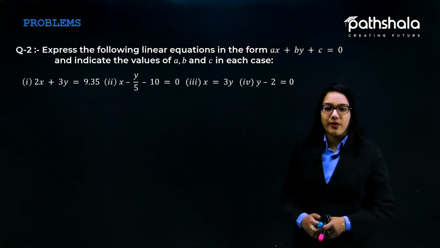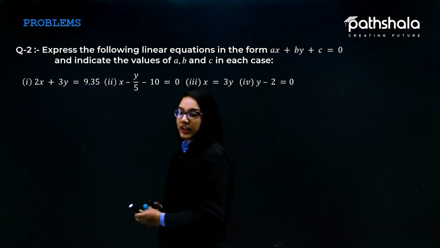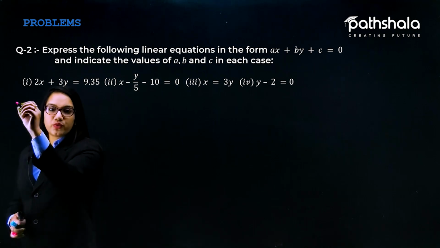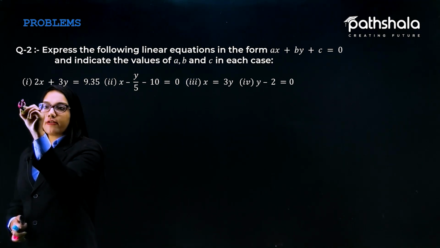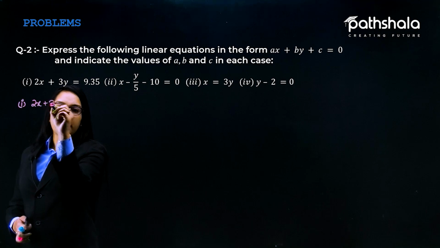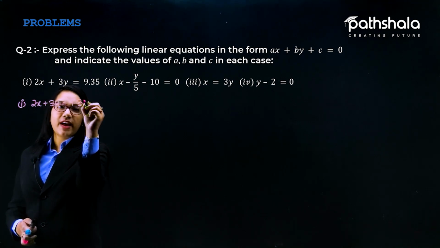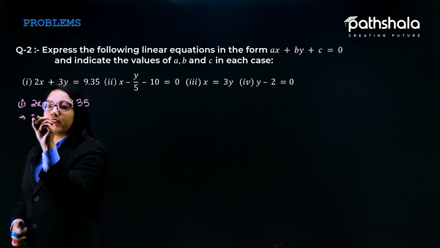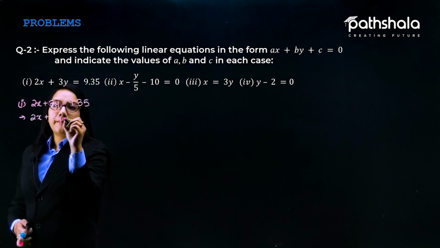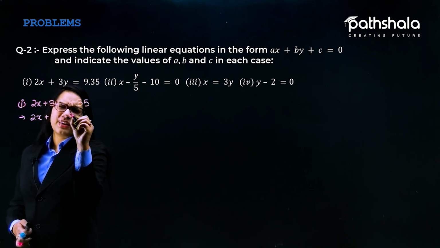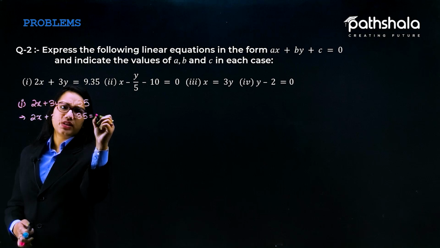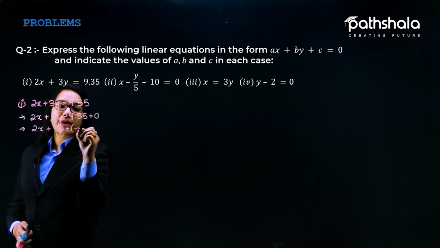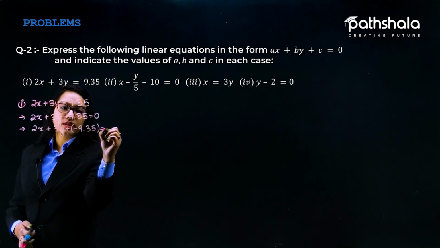Let us suppose we are starting with the very first part. We have 2x plus 3y, which is equal to 9.35. So we have to transpose 9.35 to the other side. It would be 2x plus 3y plus of, or we can say minus of 9.35 is equal to 0. Furthermore, we can express it as 2x plus of 3y plus of minus of 9.35 is equal to 0.